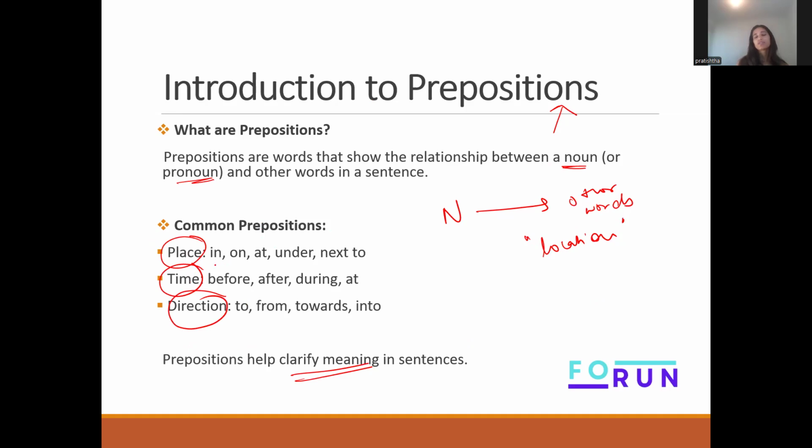So place related prepositions are in, on, at, under, next to, below, above, corner, etc. Time: before, after, during, at, next week, tomorrow, today, all these things. Direction: to, I'm going to the market, coming from the market, towards, into. All these are directions.